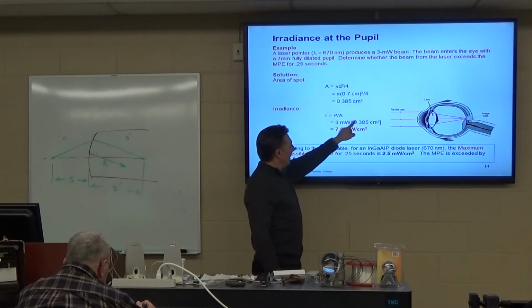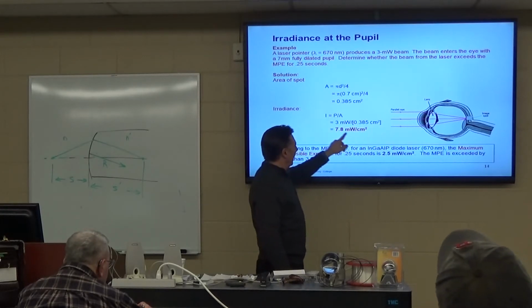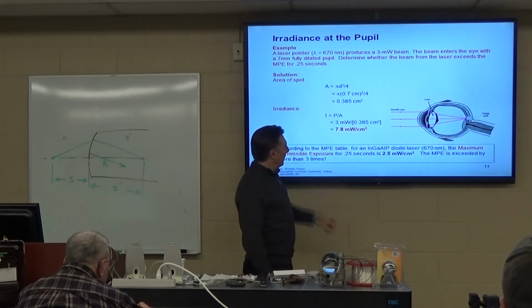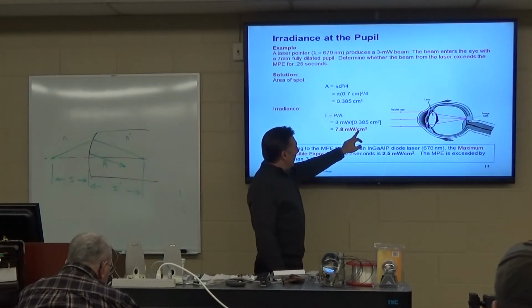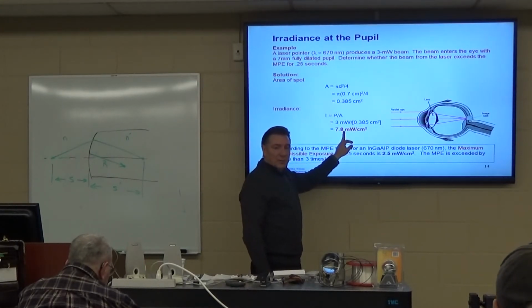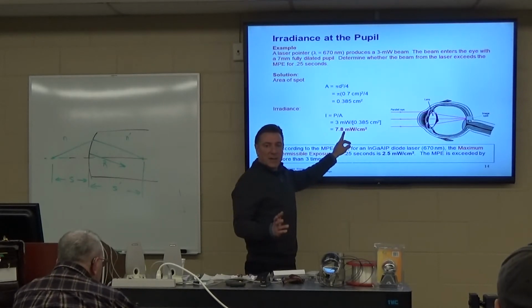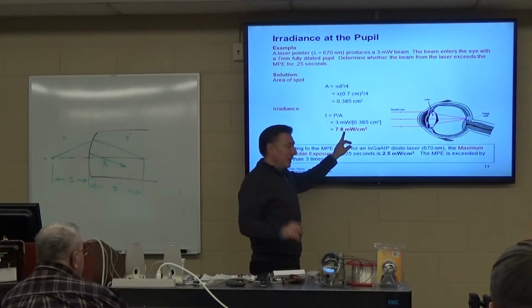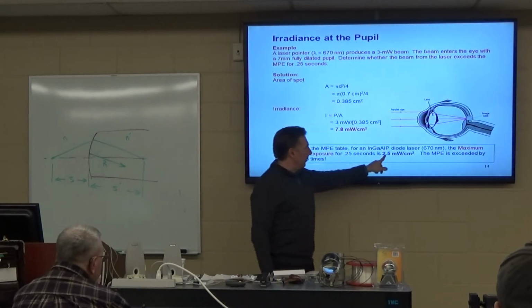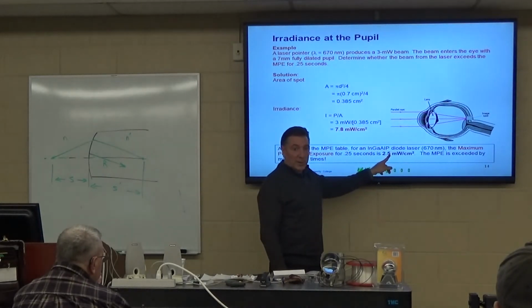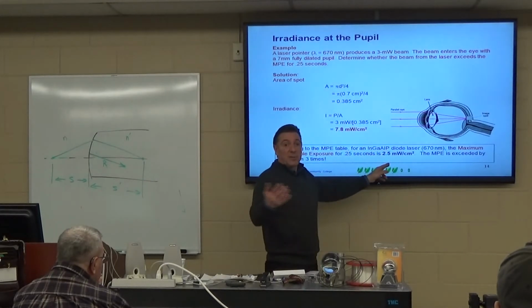3 milliwatts divided by 0.385 centimeters squared gives us 7.8 milliwatts per square centimeter. Even though this is 3 milliwatts and is considered eye safe, 1 to 5 milliwatts, class 3A, we've still exceeded the maximum permissible exposure of 2.5 milliwatts per centimeter squared by a factor of 3.